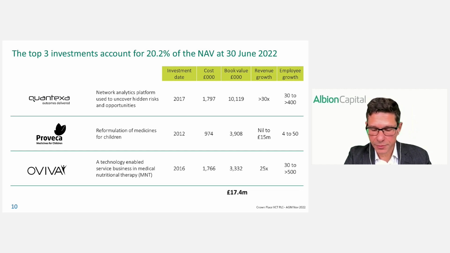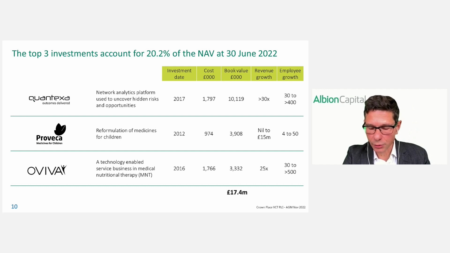The 3 top investments in Crown Place VCT account for 20% of the net asset value as of the year end. Of those, the biggest one is Quantexa, which is a very successful business in network analytics, used by a number of global financial services providers. Quantexa, we first backed in 2017 when it was a small company.